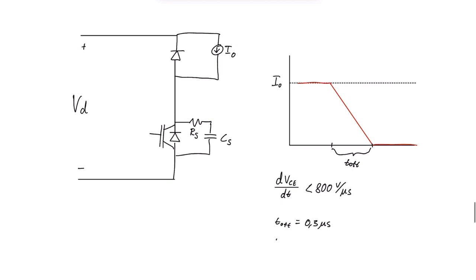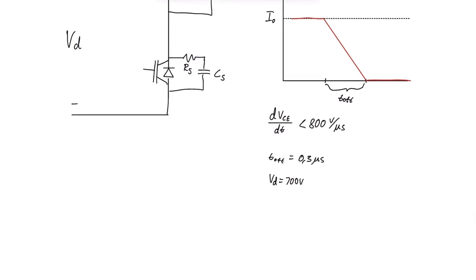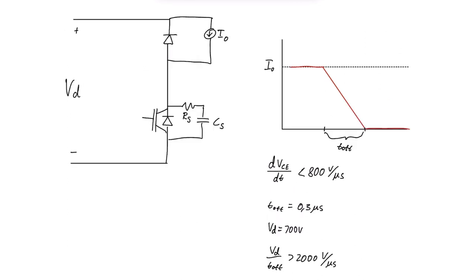I forgot to mention that VD here, in this case, is 700 volts. So VD divided by T off would be more than 2000 volts per microsecond. So with a Snubber circuit, we can make the T off become as long as we want. For example, like that.